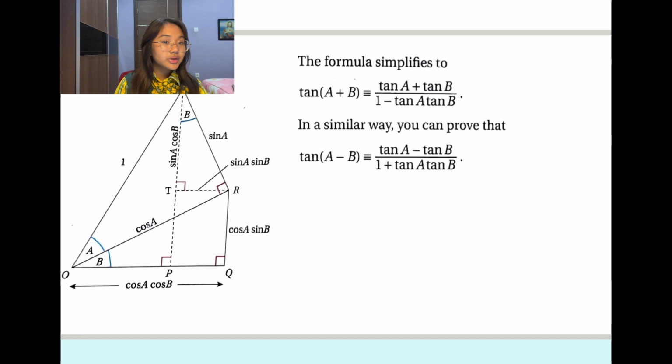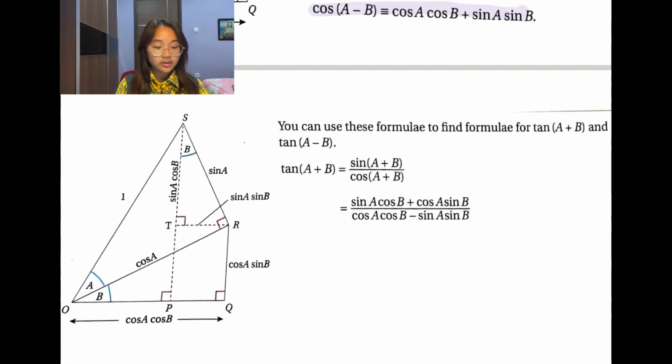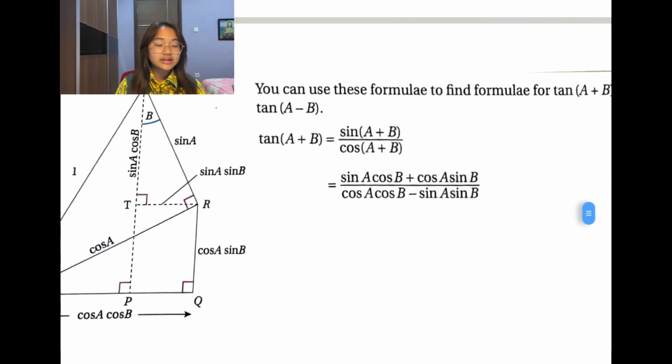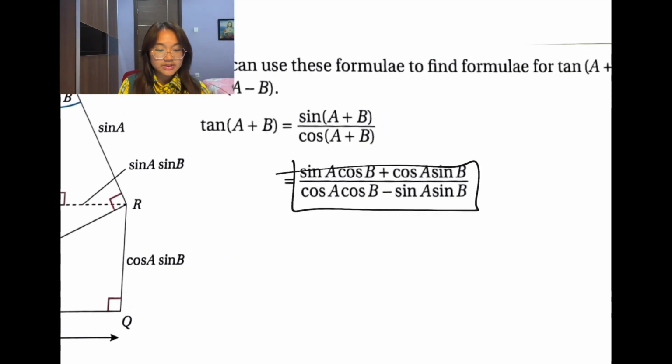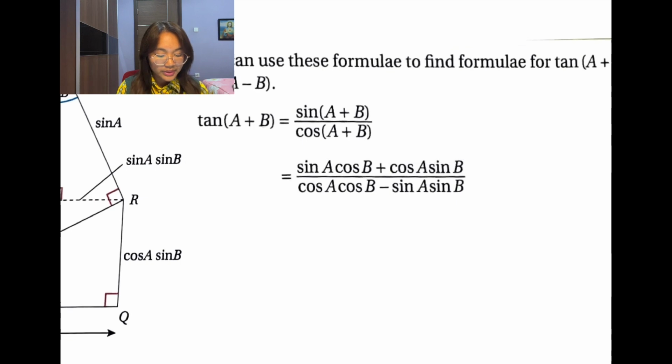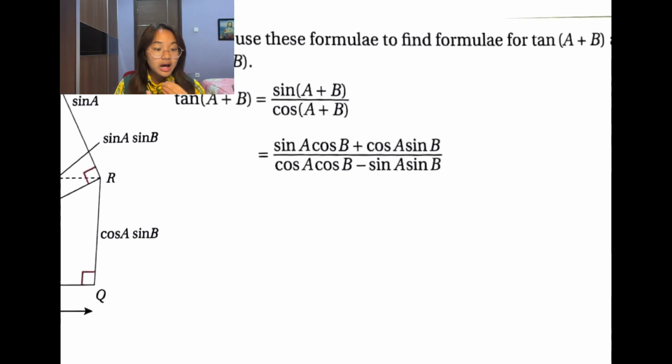Okay, and now we are going to talk about tan. Basically, the original form of tan is sin over cos. So for example, if we're looking for the formula of tan(A+B), it is sin(A+B) over cos(A+B). Here, we have already broken down the formula of sin(A+B) and cos(A+B). Now we are just going to find out how to turn all of this into tan. It's really simple.